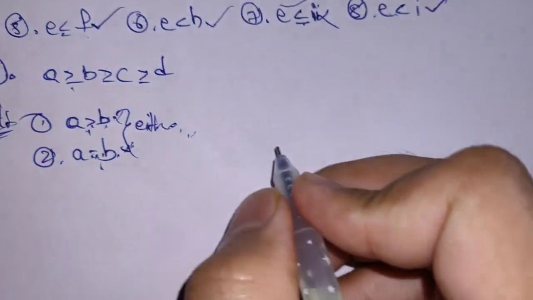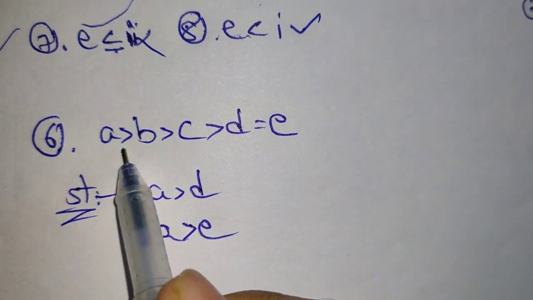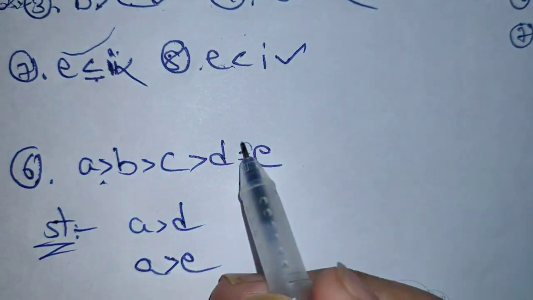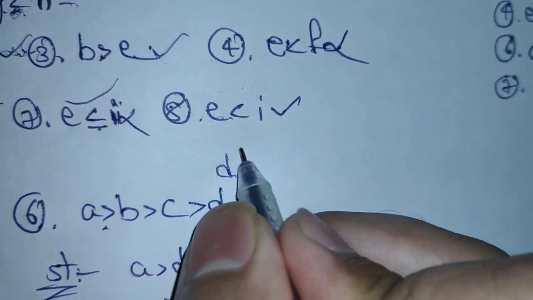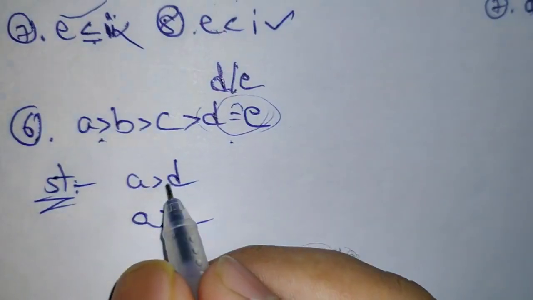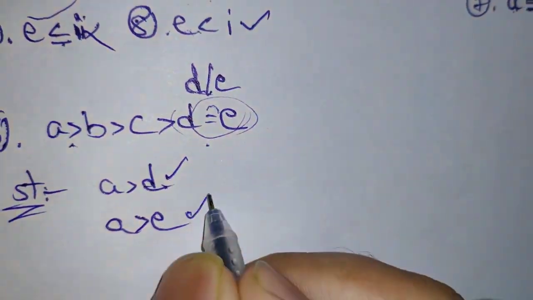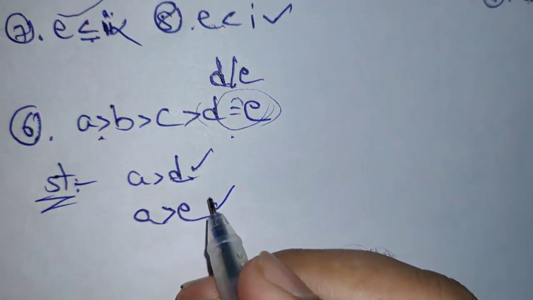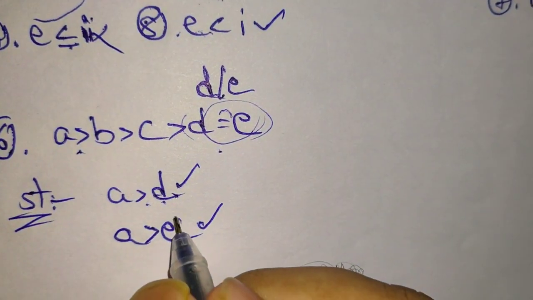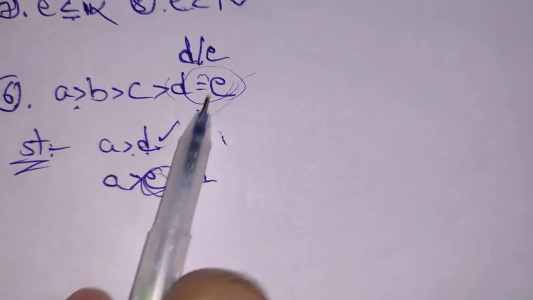We will see about the equal example. Here we will see the next question. A greater than, and we have an equal to symbol in the middle. Equal to symbol means either D or E. It means these both are the same. A greater than D is true. A greater than E is also true. So if E is equal to D, then A is greater than D, and that means these both are equal. It means D is equal to E and E is equal to D.